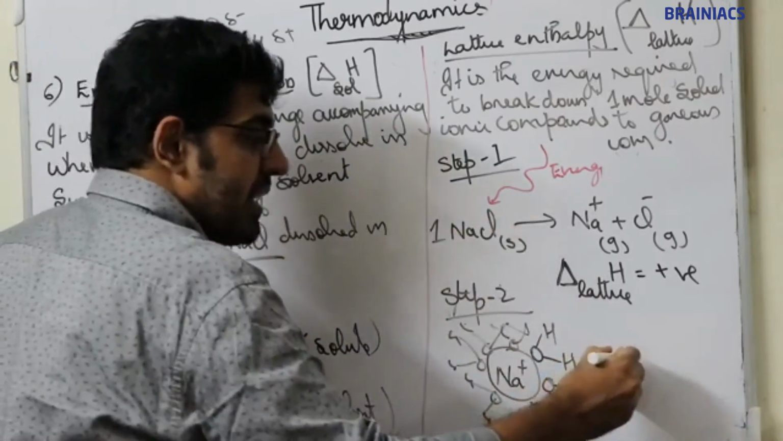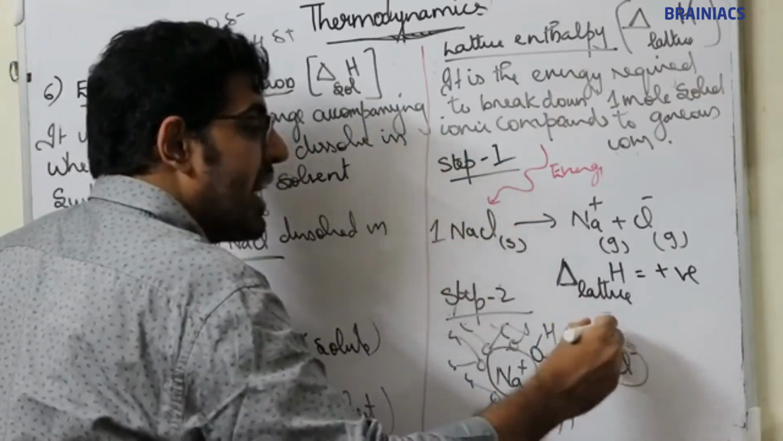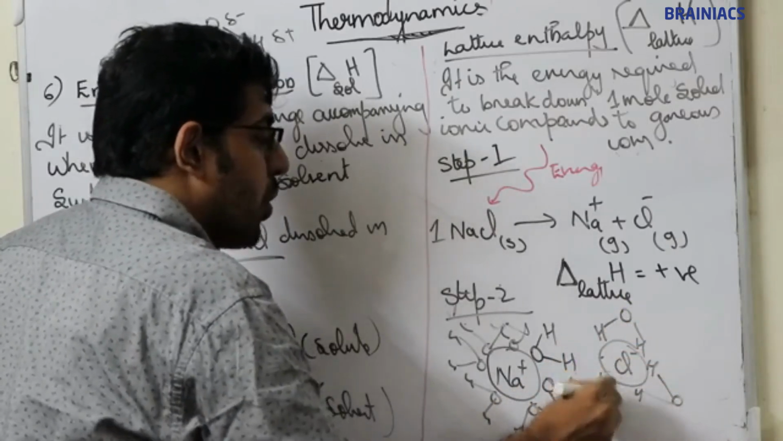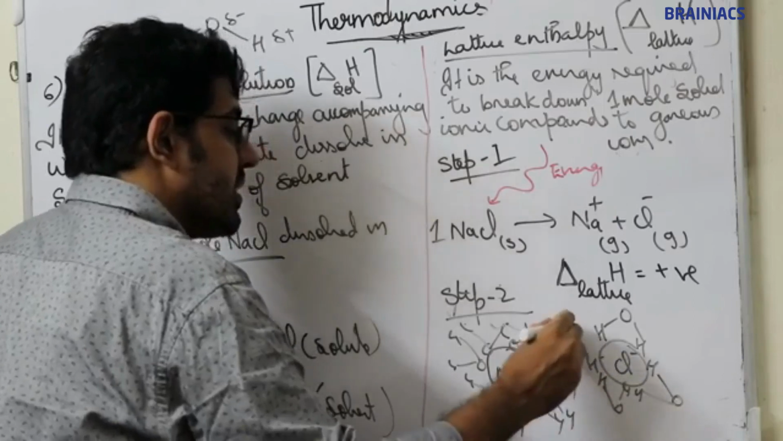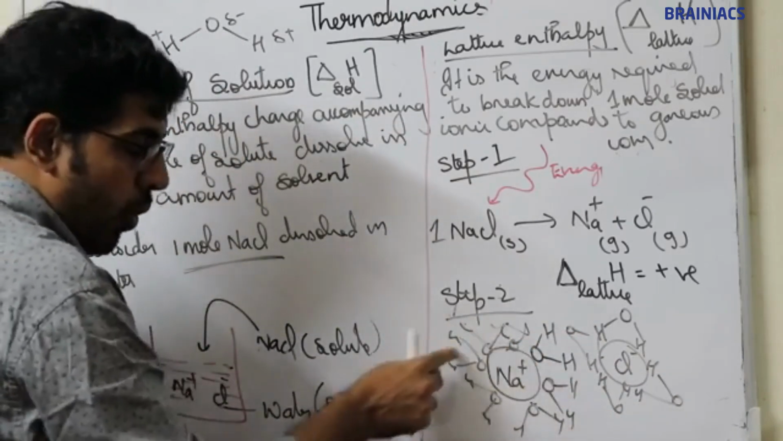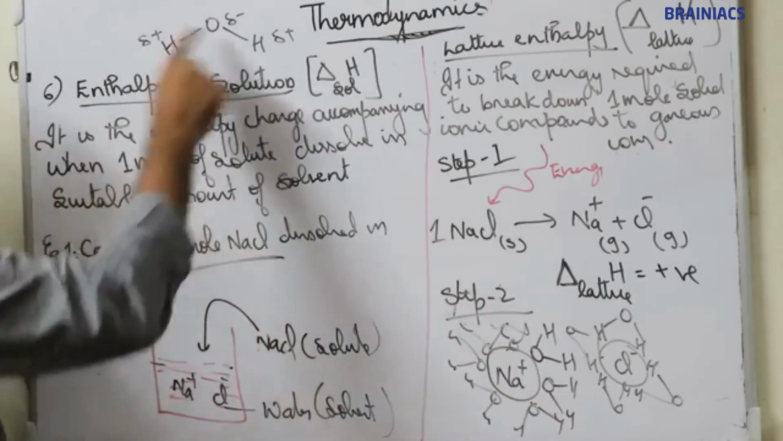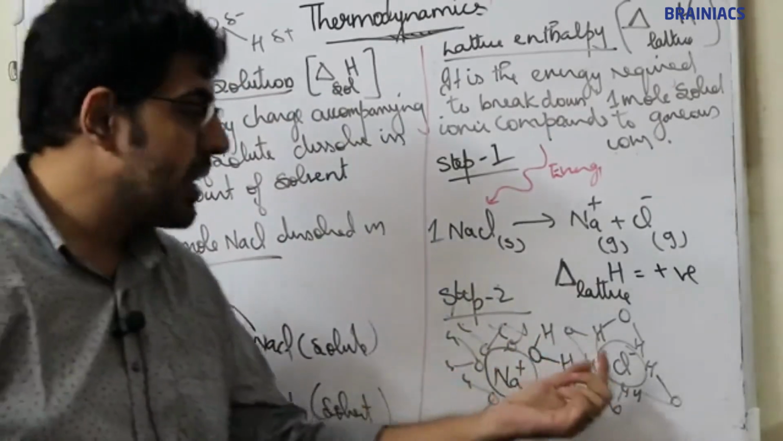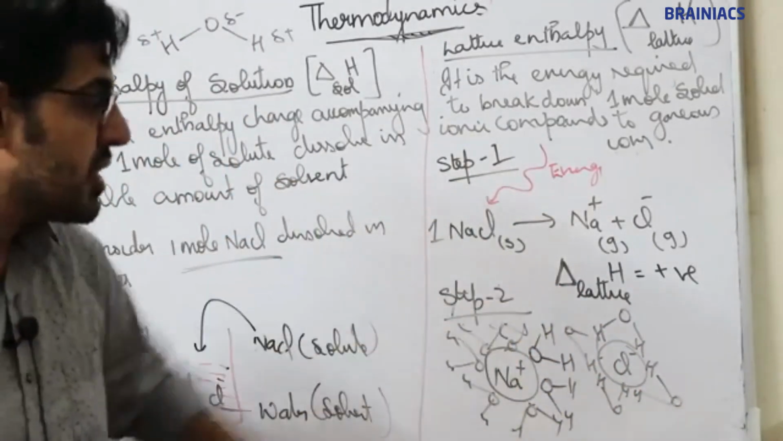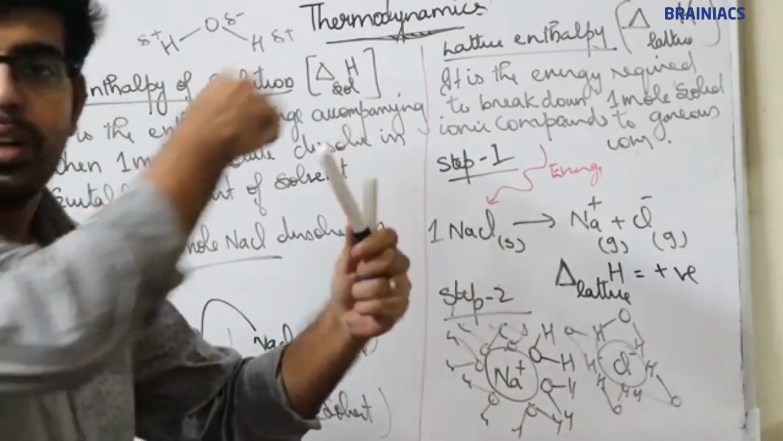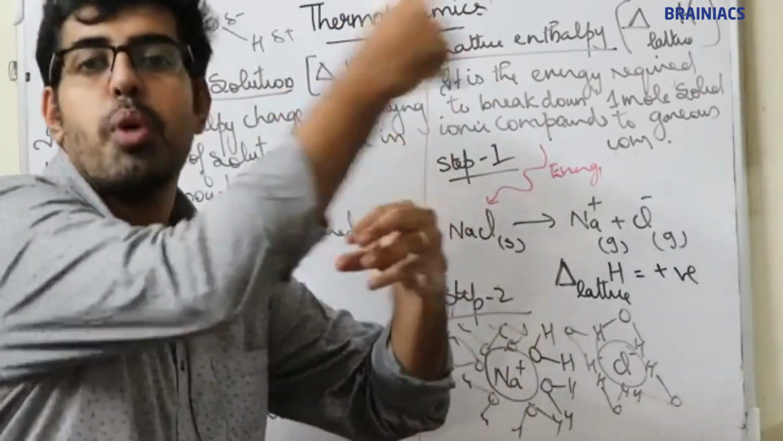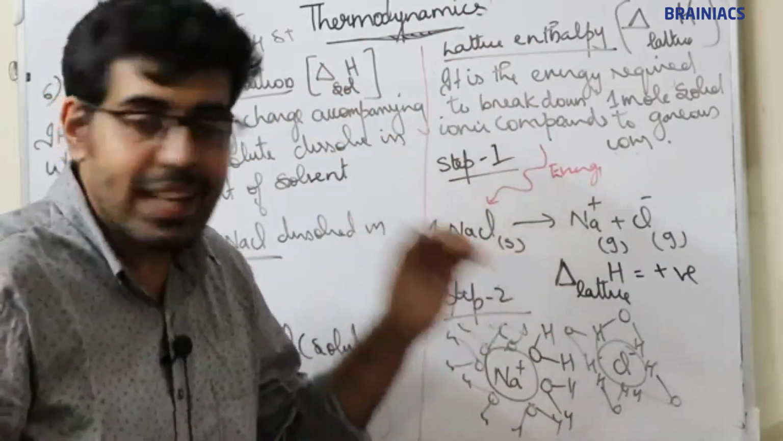In a similar way, Cl minus is surrounded by the H part of water. Na plus, the positive part, is surrounded by the oxygen part of water, the O minus part of water. At the same time, Cl minus is surrounded by the hydrogen part of water. I think it's clear. This process is known as hydration. Na plus ions are surrounded by water molecules, and that process is known as hydration.